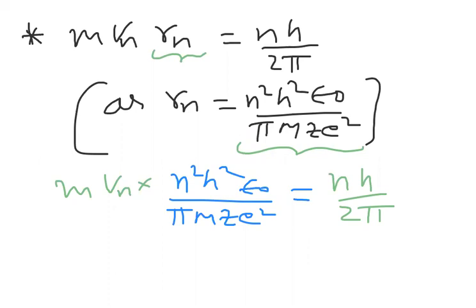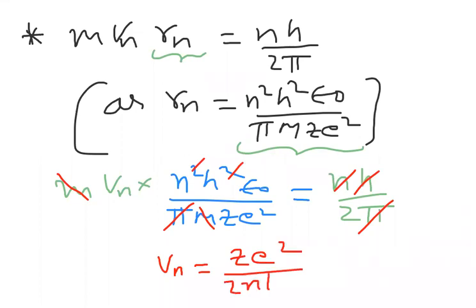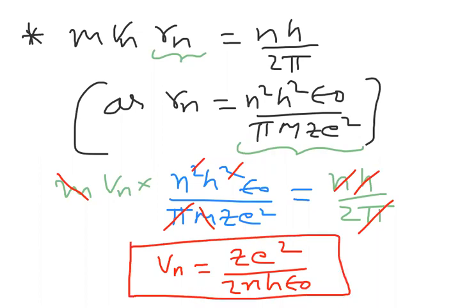Observe carefully which terms are going to cancel. Mass can be cancelled here. Pi and pi will be cancelled. h and the square will be cancelled, and n and the square will be cancelled. So what expression am I left with? Vn is equal to Z e square by 2 n h epsilon naught.